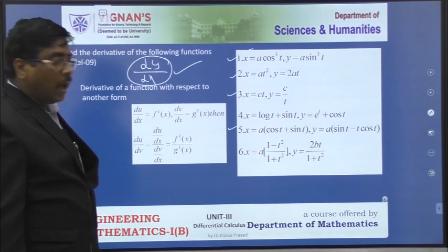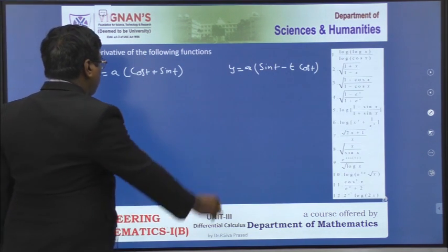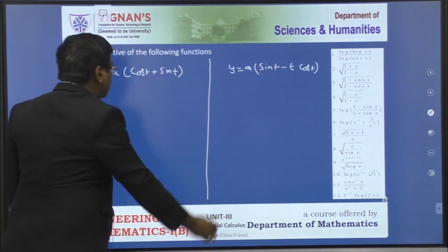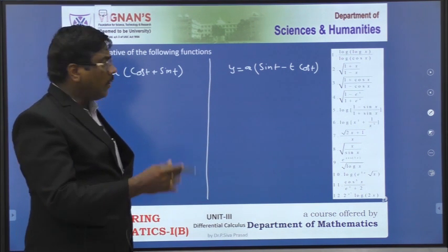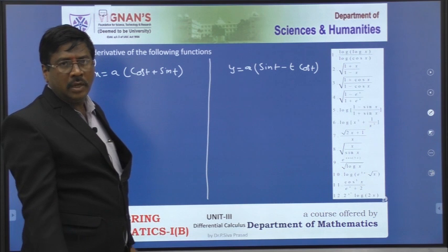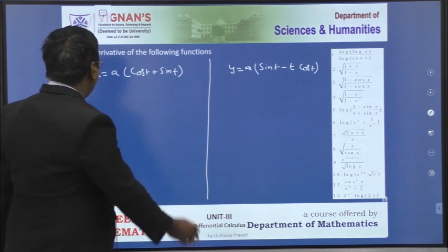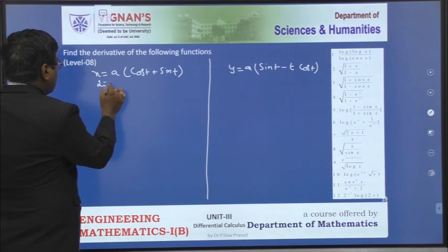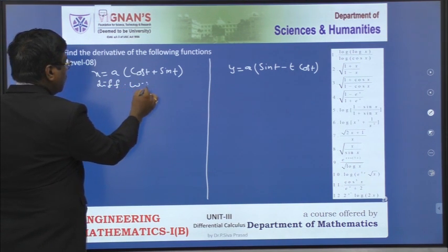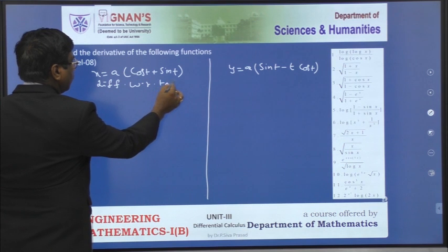Okay, now here the parameter may be used as t. In some of the problems it may be given as theta. There is no problem at all; in place of t, you have to write theta only. Okay, now differentiate with respect to t on both sides.